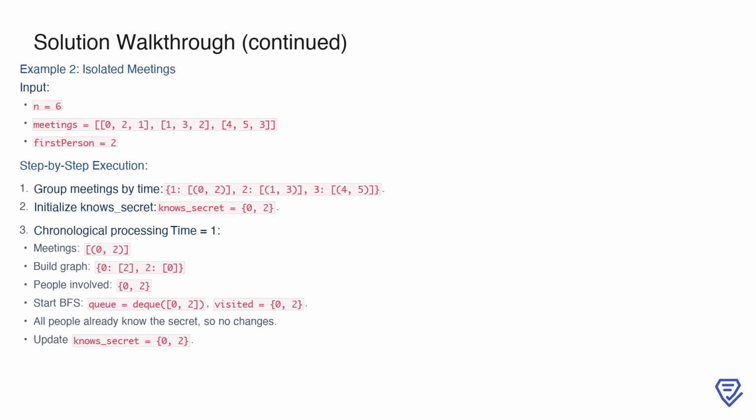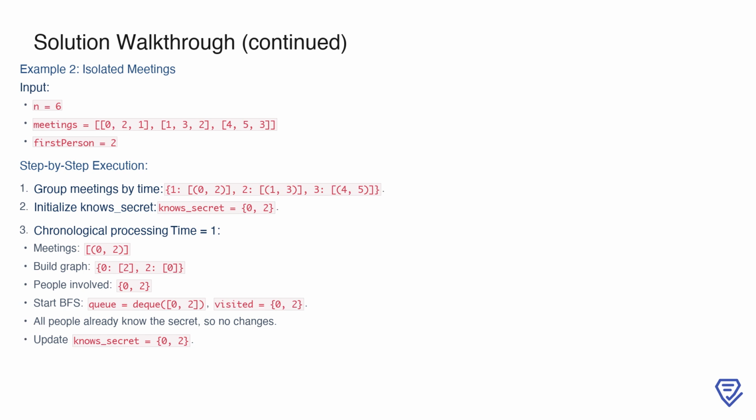In this example, we have 6 people and 3 meetings taking place at different times. Once again, the goal is to find all the people who know the secret. The meetings are grouped by time, resulting in 1 meeting at each time step. At time 1, persons 0 and 2 meet, at time 2, persons 1 and 3 meet, and at time 3, persons 4 and 5 meet. Initially, the NoSecret set contains persons 0 and 2 because person 0 knows the secret, and first person is 2.